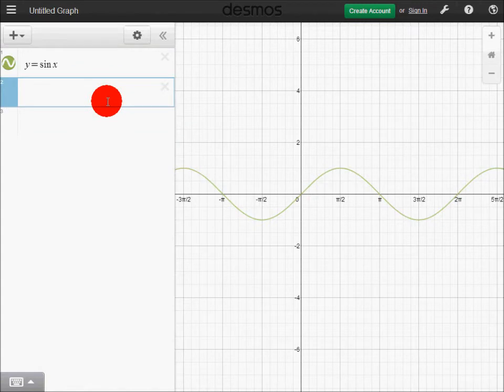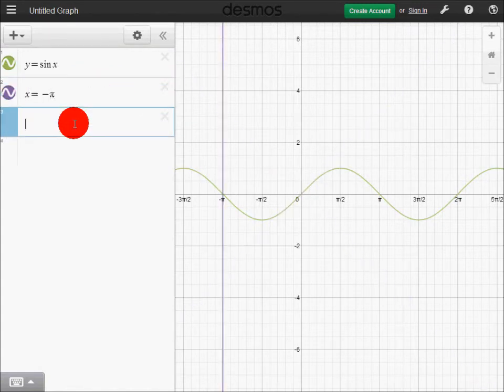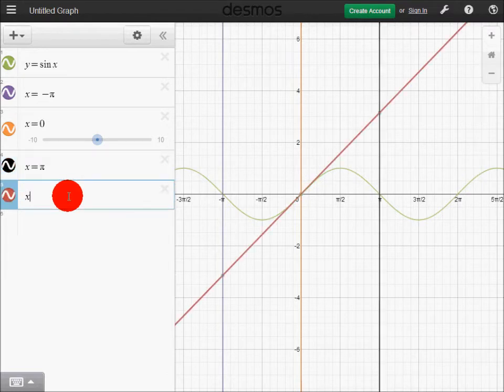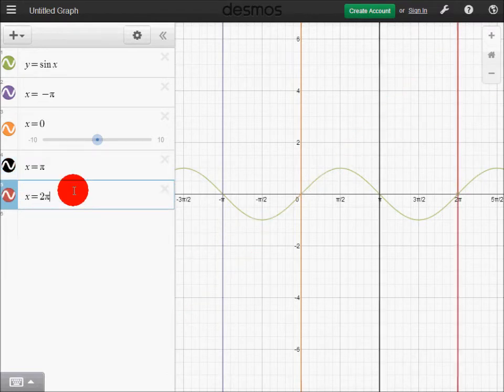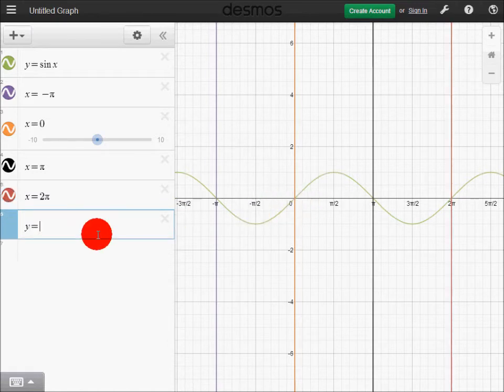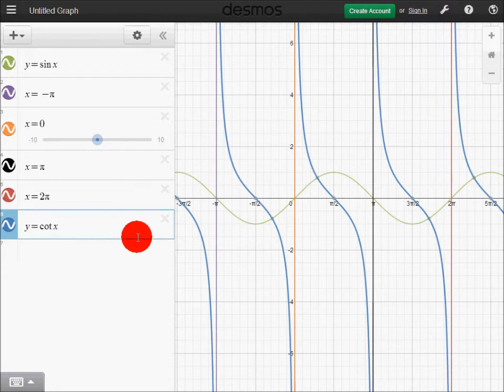So let's draw a few asymptotes here. Let's start with x equals negative pi. Let's go to x equals 0, x equals pi, and let's do one more, x equals 2 pi. So you can see where these vertical lines are. The first thing you want to do when you graph cotangent is to graph the asymptotes, and the asymptotes are going to be at multiples of pi. Now, if you take a look at this graph, you're going to see that cotangent is going to go in the opposite direction as tangent.